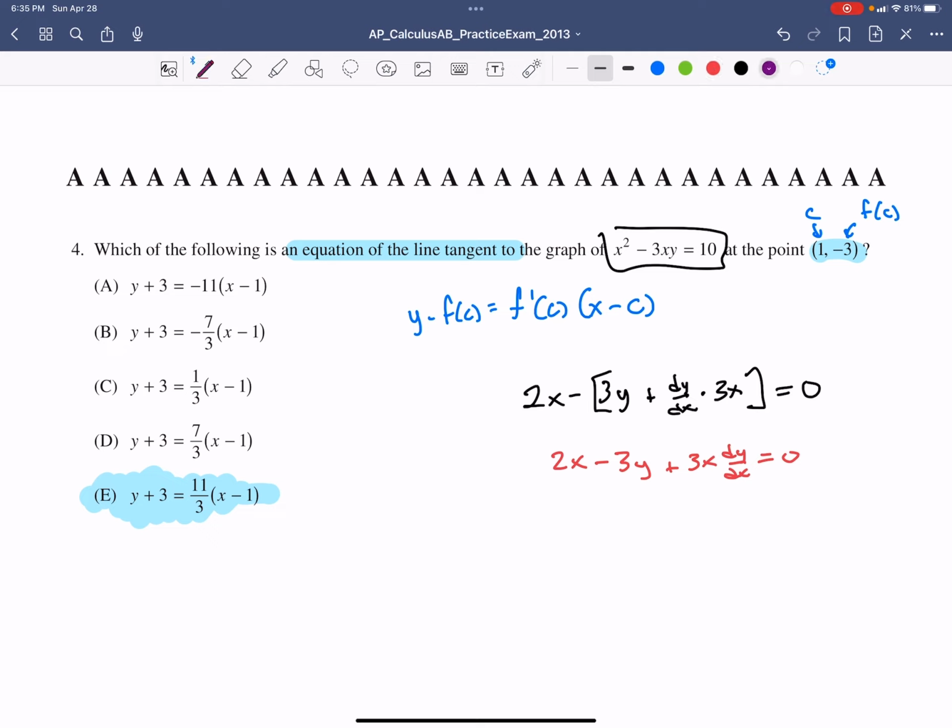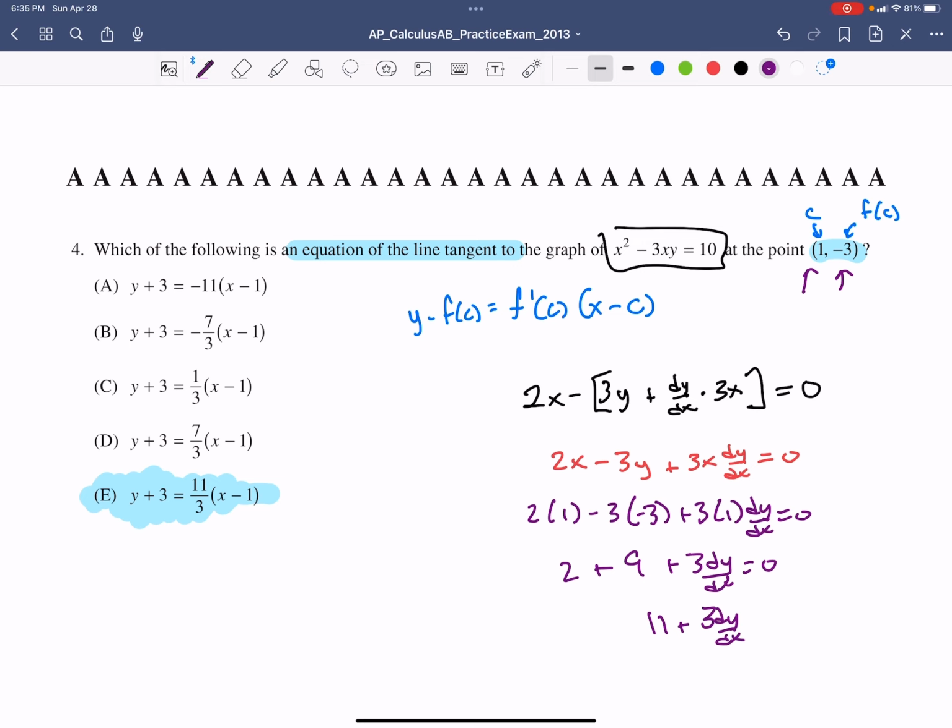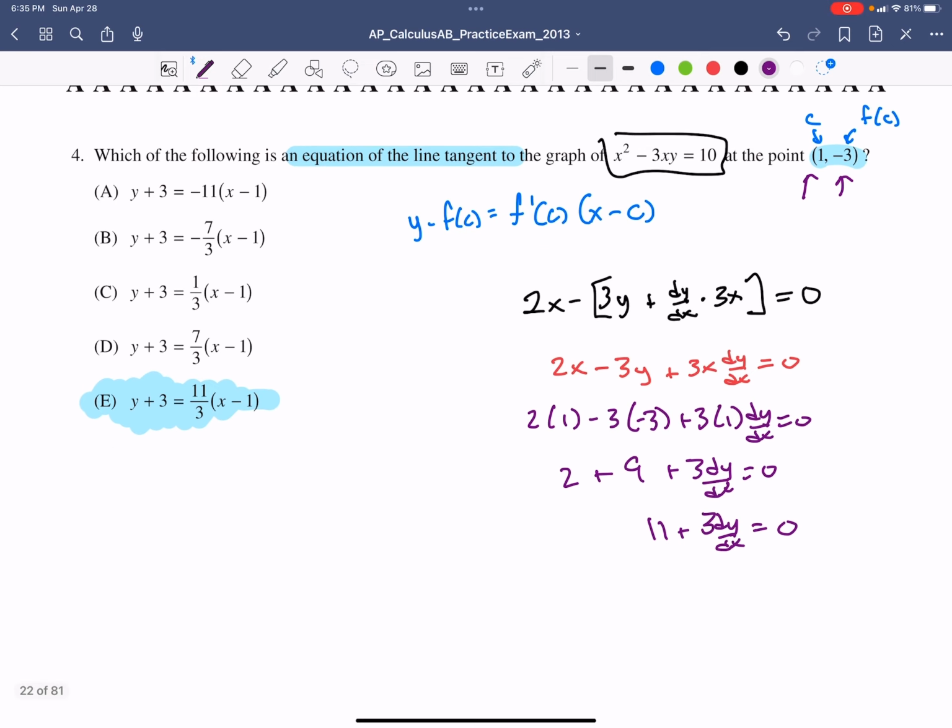And now I'm just going to plug in the values that they gave me here to find what my dy/dx is. So we have 2 times 1 minus 3 times negative 3 plus 3 times 1 dy/dx equal to 0. 2 times 1 is 2, and 3 times 3 is 9, plus 3 dy/dx equal to 0. 2 plus 9 is 11, plus 3 dy/dx equal to 0. If you get this by itself, you're going to get dy/dx equal to negative 11 over 3.